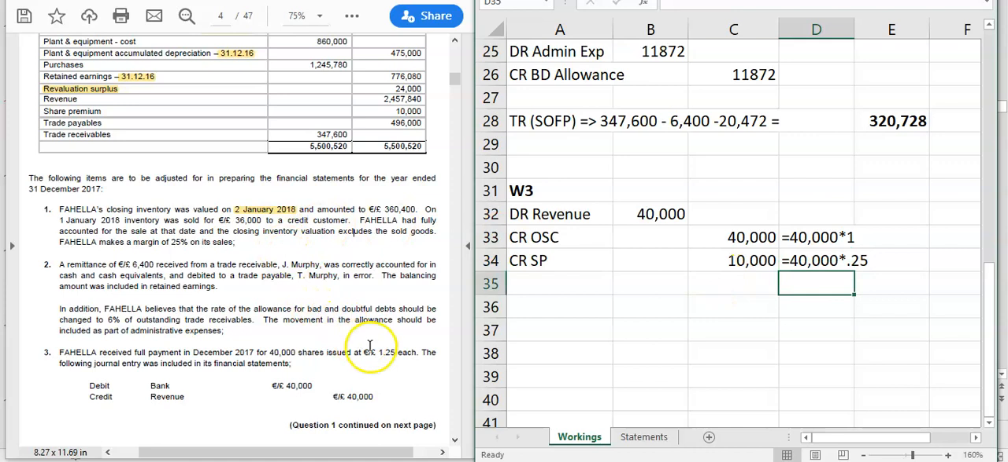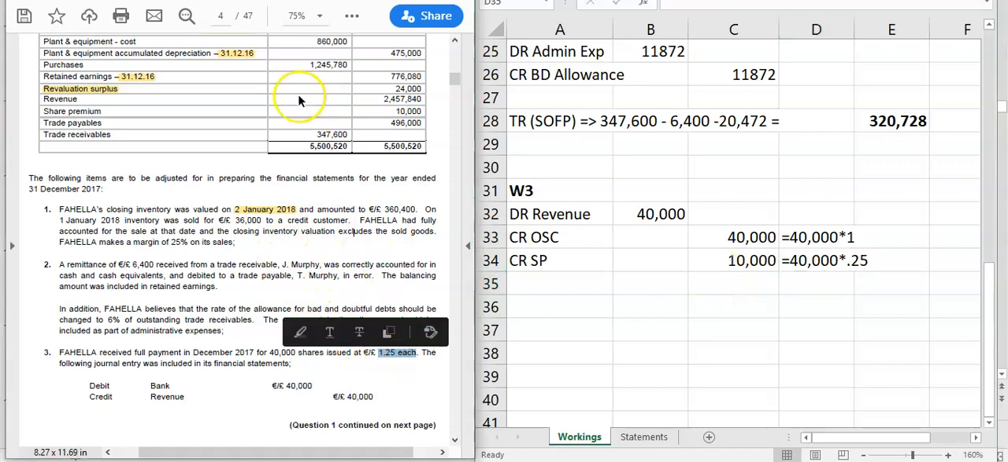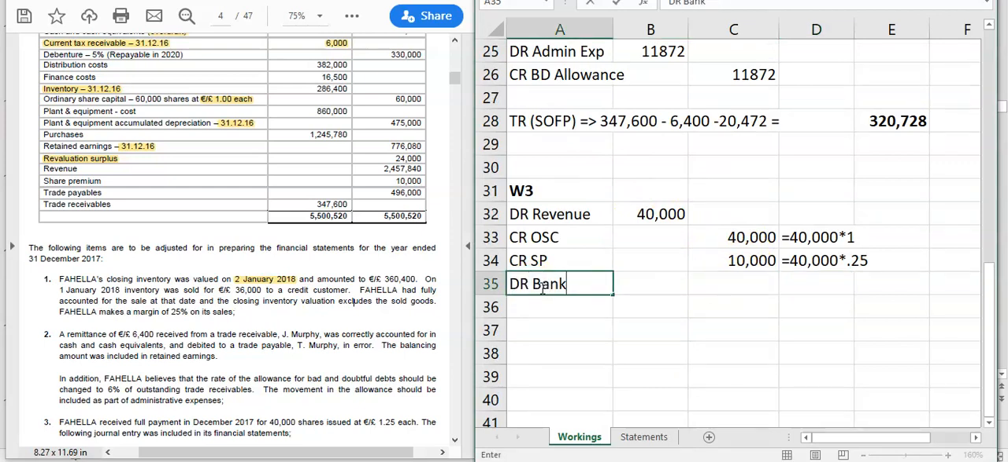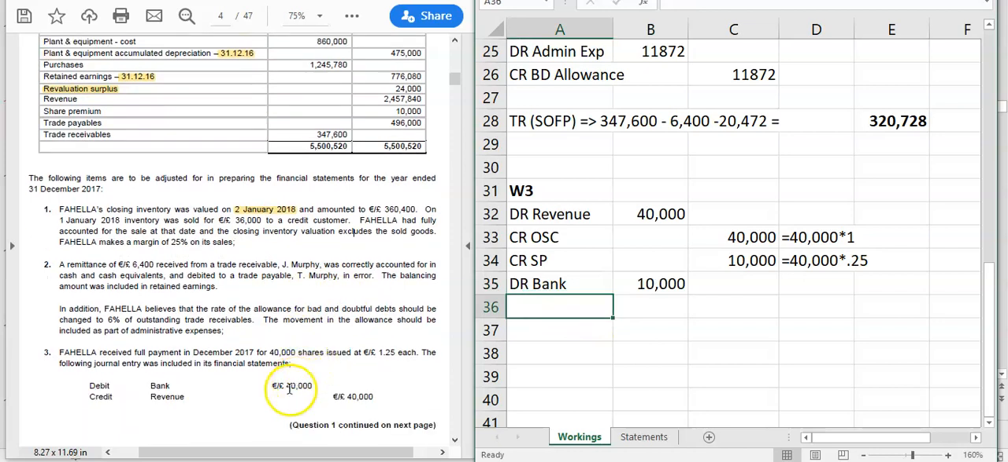So whatever you issue, that's the market value. Whatever you issue above the nominal value goes to this thing called the share premium account. So that's credit share premium. So the balancing figure here then is to debit bank 10,000. And that's because you didn't raise €40,000, you raised €50,000. So the bank should be debited an extra 10. So bank and cash equivalents are used interchangeably here.